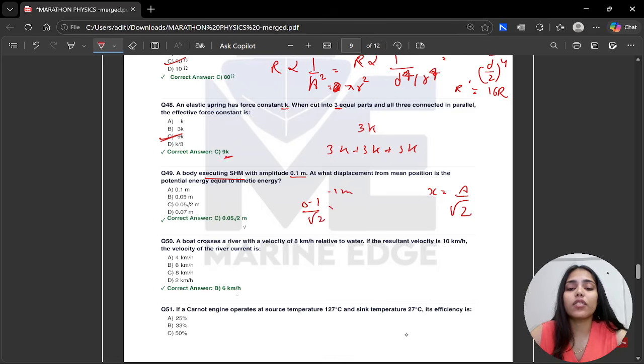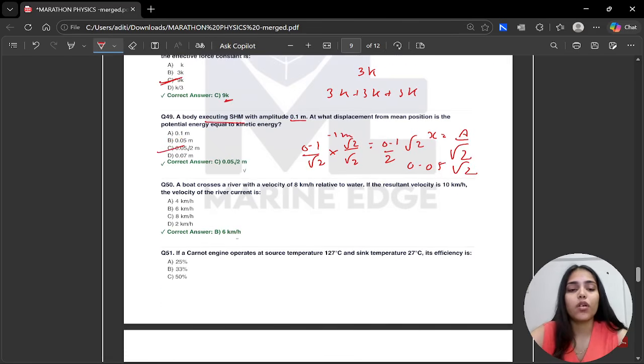So that you will get, just multiply the whole thing by under root 2 into under root 2, and you will get 0.1 by 2 into under root 2. That is 0.05 under root 2. So option C. Okay, moving on.